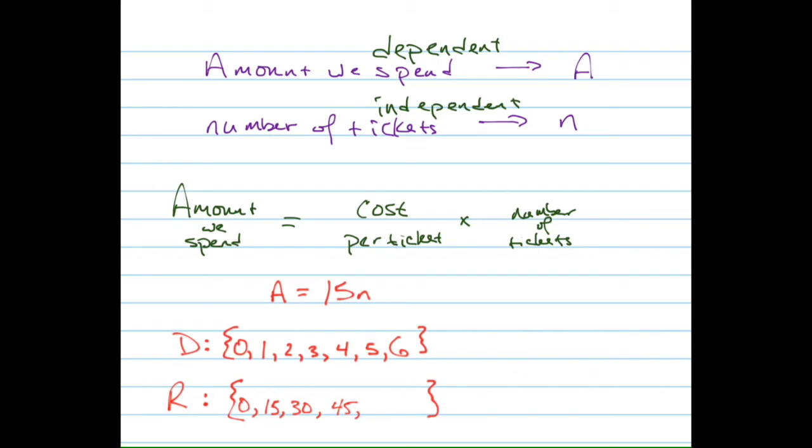70. Ooh, that's 5 tickets. You skipped to 5 tickets, Yana. So for 4 tickets, what were you going to say, Sarah? 60. And then for 5 tickets, Yana said 75. And for 6 tickets, how much do we spend, David? 90. So there's our range. The range has to go with the domain. We need one range for each domain number. Does that make sense? Are there any questions? All right.